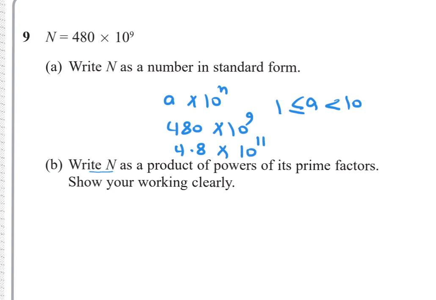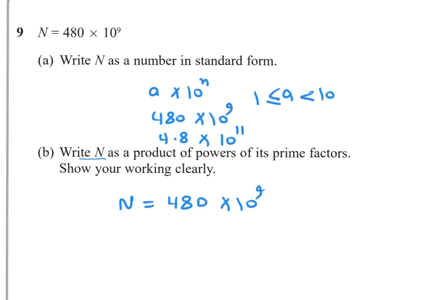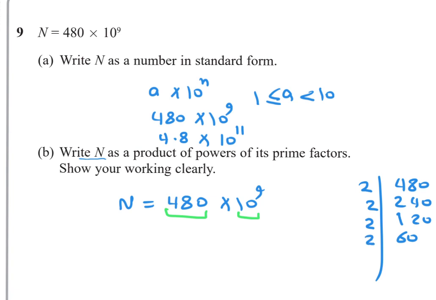For B, write n as a product of powers of its prime factors. Show your working clearly. n equals 480 times 10 power 9. So we need to factorize 480 and 10. 480 divide by 2, 240, divide by 2, 120, divide by 2, 60, divide by 2, 30, divide by 2, 15, divide by 3, 5, divide by 5, 1. And for 10, divide by 2, 5, 5 divide by 5, 1.